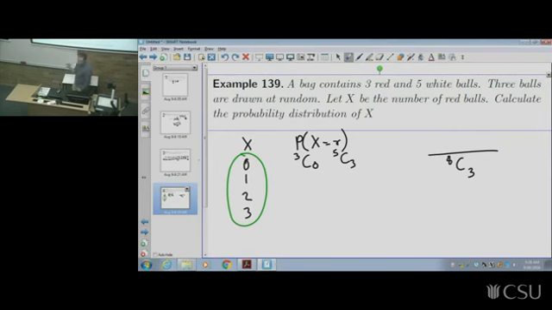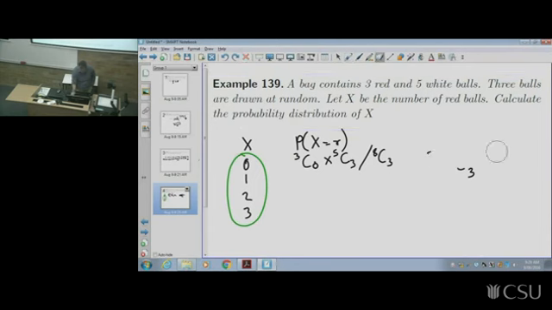Do we add them or multiply those two things? We multiply them together. Plus would be if you want one or the other, but no, we want them both at the same time, because it's an AND. I'll do this in Excel in a second to get the numerical values. So that probability is 3 choose 0 times 5 choose 3 over 8 choose 3. What would the next one be? 3 choose 1 times 5 choose 2, over 8 choose 3, yep.